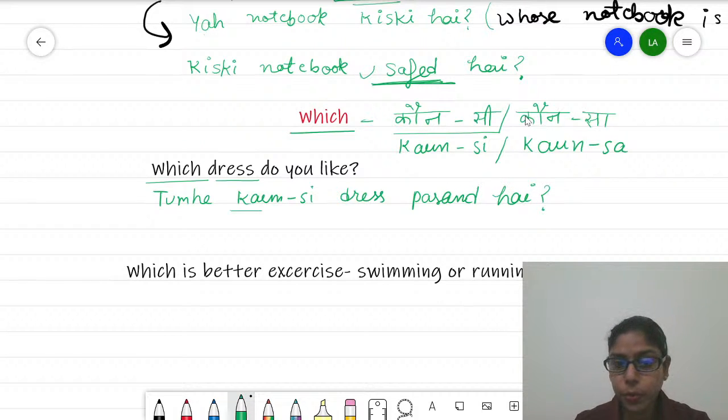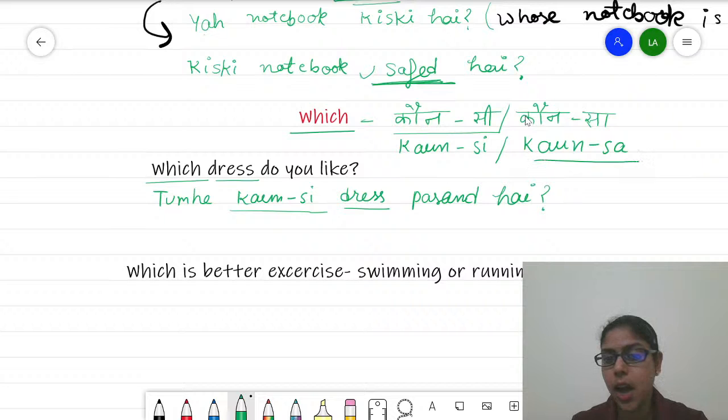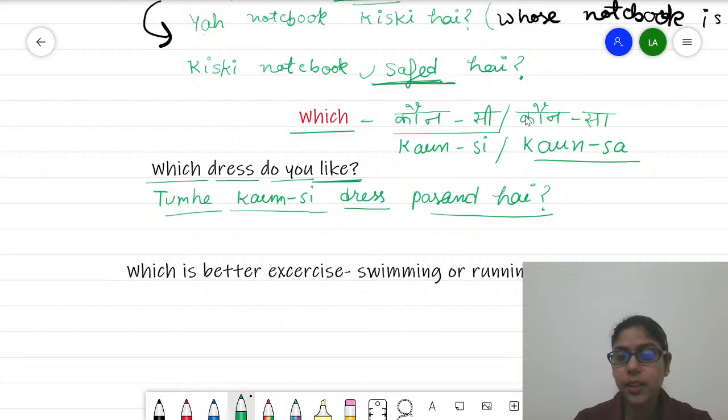So again, we have used कौन सी because dress is feminine. Otherwise, we would have used कौन सा. तुम्हें कौन सी ड्रेस पसंद है? Which dress do you like? So, you is तुम्हें, पसंद है is like. Which dress do you like? तुम्हें कौन सी ड्रेस पसंद है? We have one more example here. Which is better exercise, swimming or running? Which is better exercise, swimming or running?